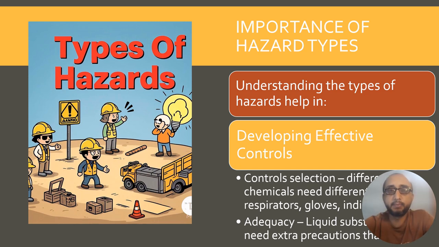Control selection: they help us effectively select the control measures, as different chemicals need different respirators and different types of gloves. So if we have a good understanding, obviously we can select the correct control measure. Adequacy levels: different hazards may require different levels of control measures, like liquids may require extra precautions compared to solid substances. So a good understanding of the types of hazards helps in this regard.